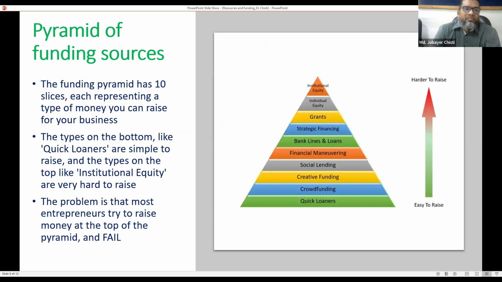And if you see the pyramid of the funding sources, there are at least 4 slices, each representing a type of money that we want. The lowest one used to be done by quick loaners, which is very easy, but those who are researchers performing institutional research don't usually go for the quick loaners. They used to apply for the institutional equity.